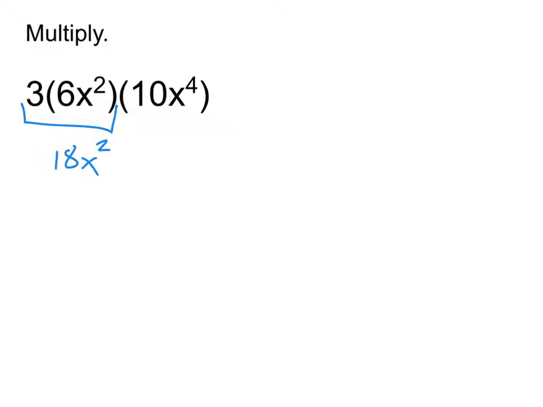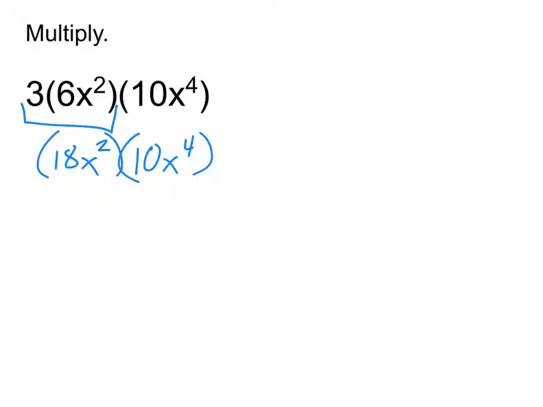Now, how am I going to write this step though? Because I'm multiplying 3 things together, I need to show that that is still being multiplied by the 10x to the 4th. So I put parentheses around both of those pieces. And that shows that they're both being multiplied. Now I multiply those 2.